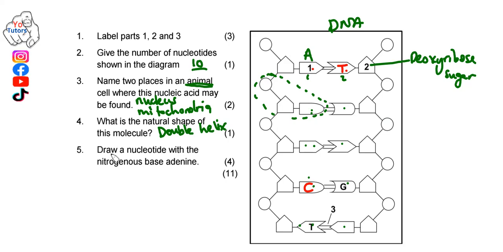Okay, then draw a nucleotide with the nitrogen base adenine. They specified adenine. So you can now simply draw your sugar there. Then we have adenine there. So that's indicated there with the red. So that's a nucleotide. But remember, you must label the phosphate group, you must also label the sugar, and you must label that that's adenine.